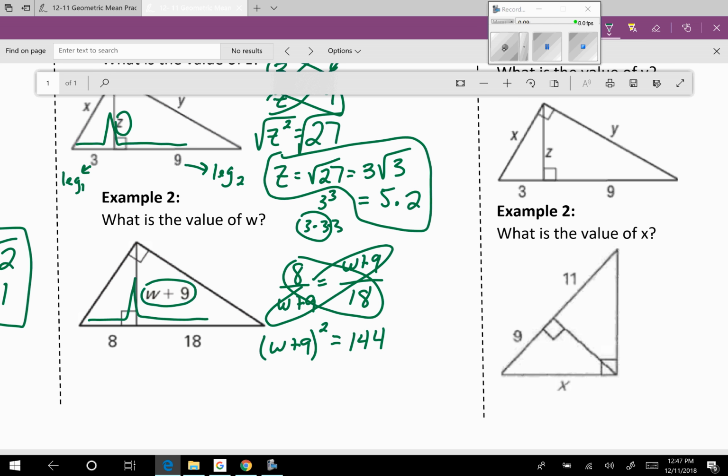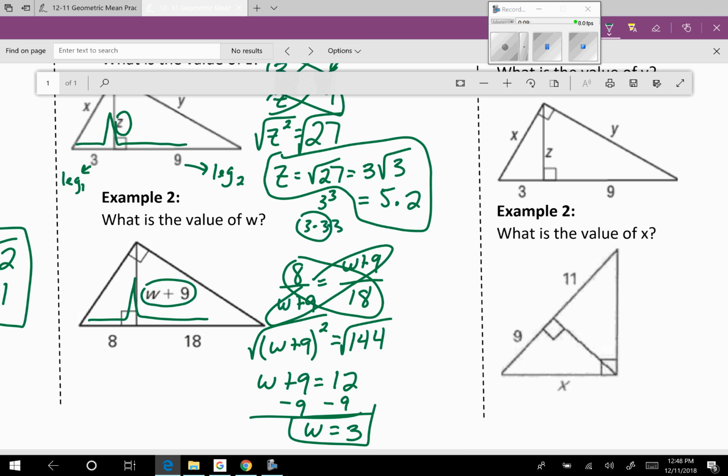And so now we just take the square root because we want to get rid of that squared part on the w plus 9. Now the w plus 9 is all one piece. The whole thing is being squared. So if you do the square root, you undo this squaring. So we just have w plus 9 is equal to the square root of 144, which is 12. Okay, and so now we want w by itself. So take away 9, and you get w is 3.